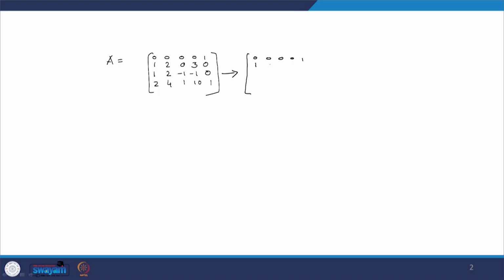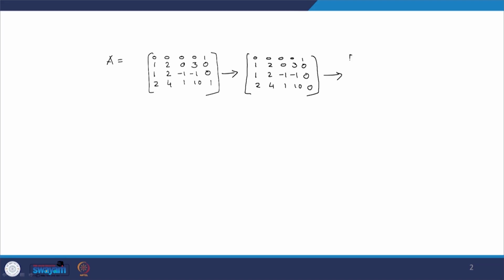So, the second row I will keep as it is: 1, 2, 0, 3, 0. Then, 1, 2, minus 1, 0. So, I will multiply the first row by minus 1 and then add it. If I do it, I will have 2, 4, 1, 10 and 0. So, for the first row, both the criteria of the row reduced form are satisfied. Now, let me go to the second row.